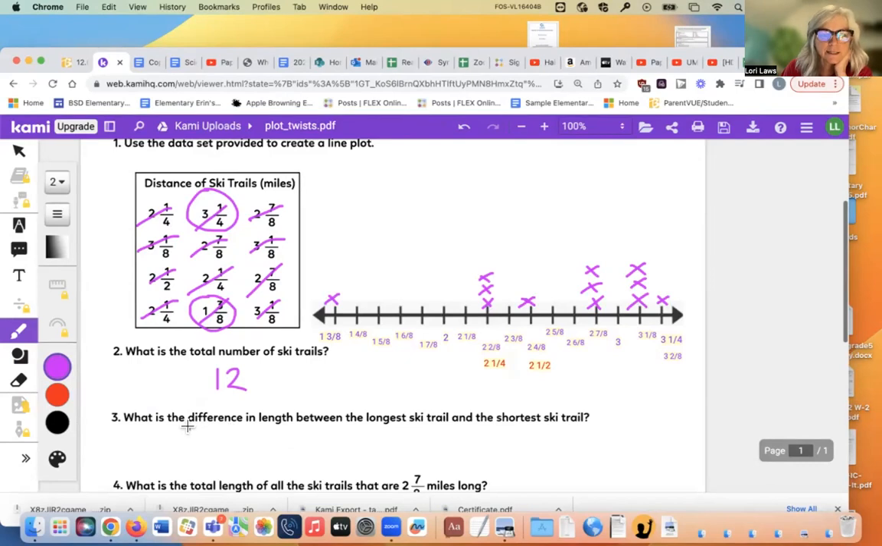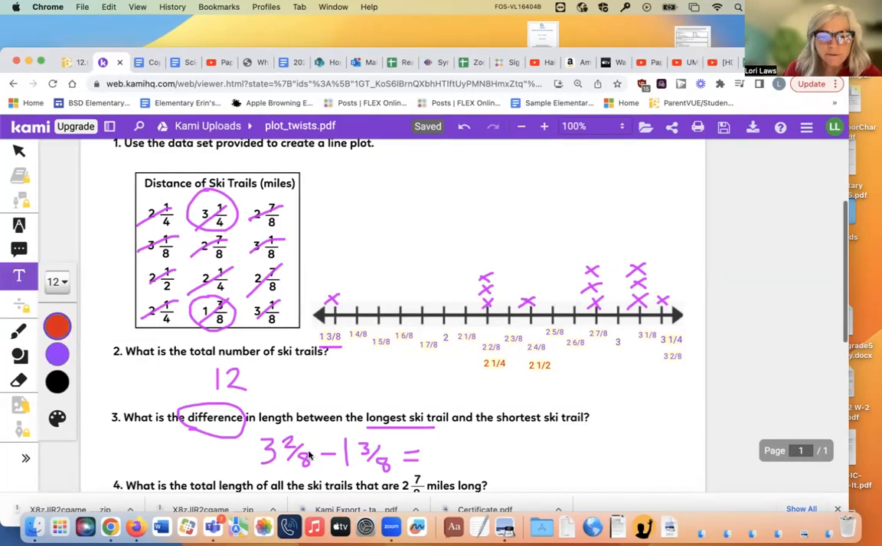What is the difference? So I know this is going to be subtraction in the length between the longest, which is 3 1/4 or 3 2/8, and the shortest. I'm going to do 3 2/8 minus, because we're doing difference, the shortest, which is here, 1 3/8. Well, I can already see that I can't take 3/8 from 2/8. So I'm going to have to borrow one of these whole numbers and make it into 8/8, add it to the 2/8 and make it 10/8. So instead of 3 2/8, I'm going to make it 2 10/8.